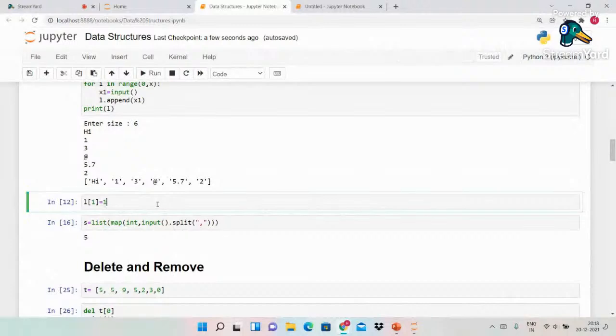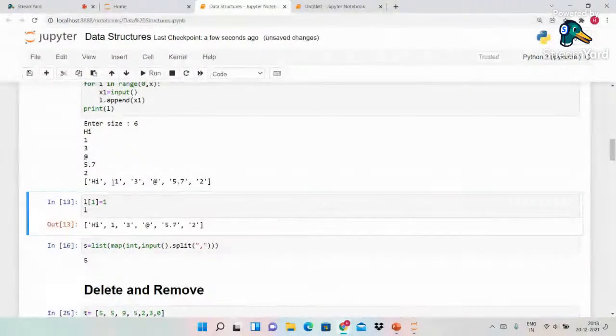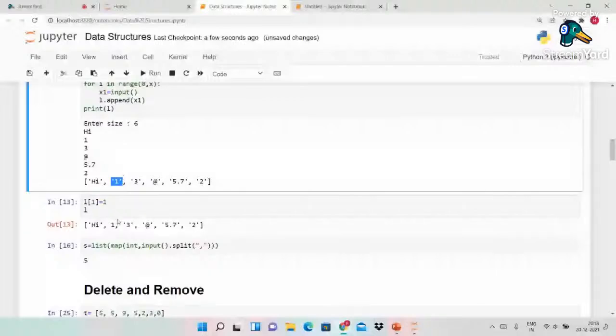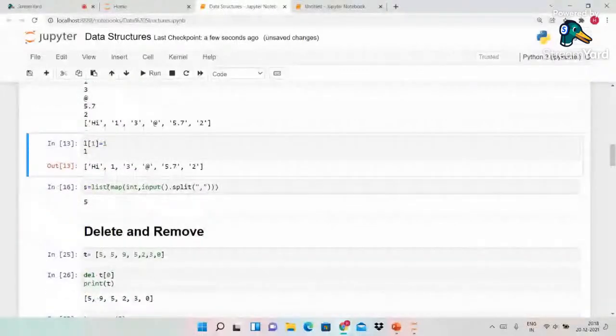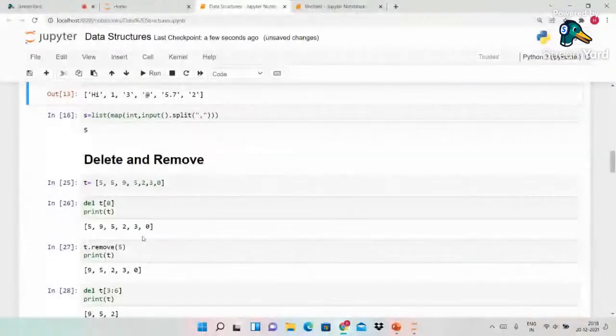Okay, now I want to print n. See, you can see the change here. It was a string, a character, and here it is an integer. Is that understood? Is that clear? Any doubts, any questions? And these are the different operations that we perform on a list.